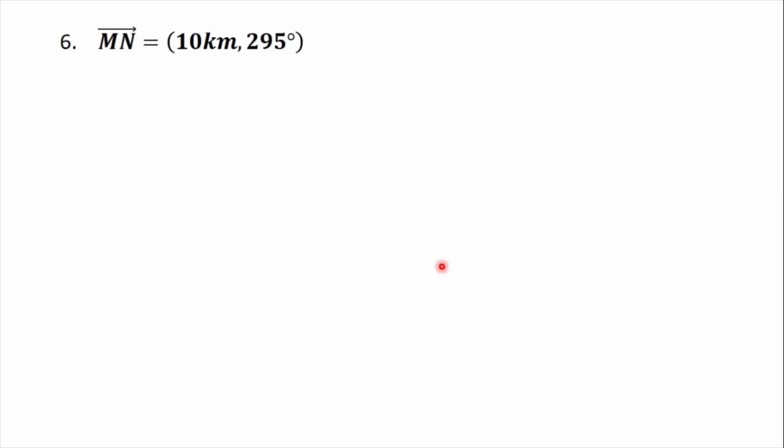M to N, and that is 10 kilometers 295 degrees. So once again, you draw the diagram for this bearing, 295 degrees. 295 degrees will be between 270 degrees and 360 degrees here. So it means that we are starting from M. If you add 25 degrees to 270 degrees, you get 295. So you measure 25 degrees in the clockwise direction from 270 degrees. The ending point is point N, and the length of the line is 10 kilometers.